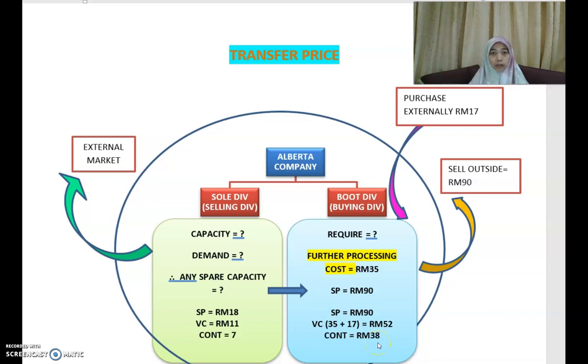So what's the issue for transfer price? As I said earlier, transfer price is the price set between two divisions in the same company. The price exchange between two divisions of the same company. So if, let's say, sole division can transfer to boot division, that is known as the transfer price because they are in the same company.